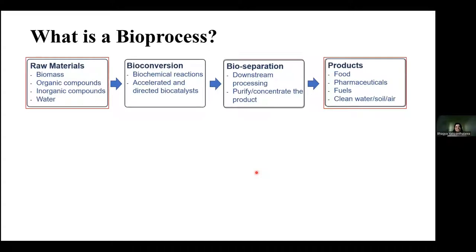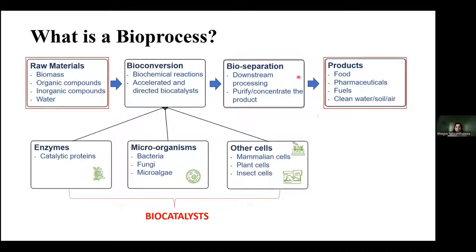So basically, in a process, you convert raw materials into products, right? This will involve several steps. But in a bioprocess, we do the same thing. We use raw materials and convert them to products, but we will be using biocatalysts for that purpose, having a biological origin, such as enzymes, microorganisms, and other cells derived from living organisms. For today's purpose, I will be focusing mainly on microalgae and mammalian cells.